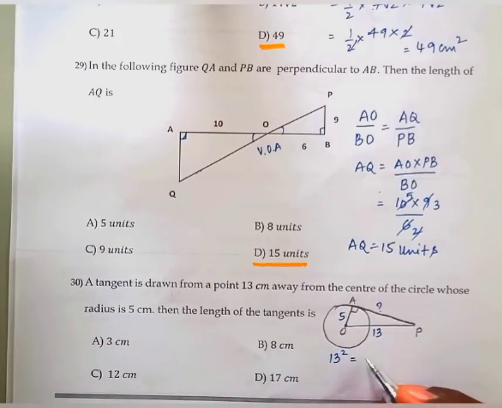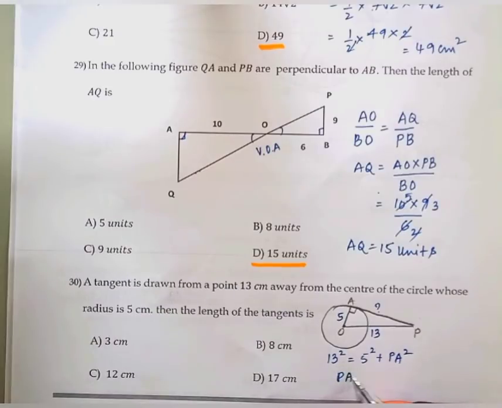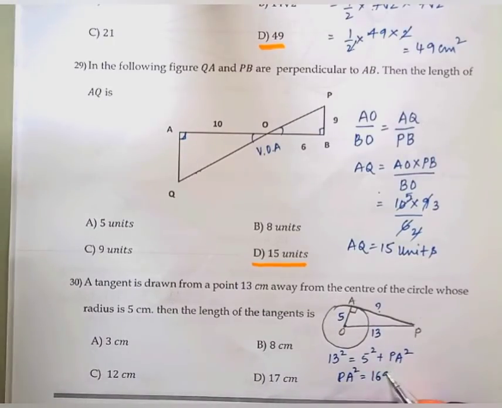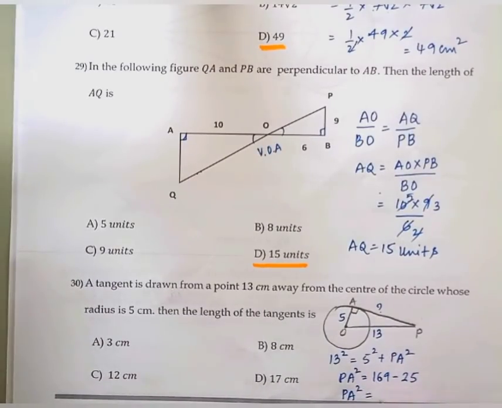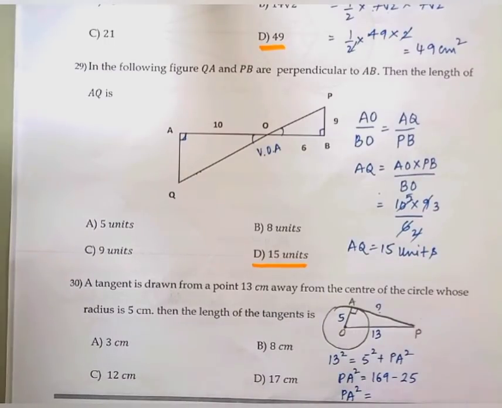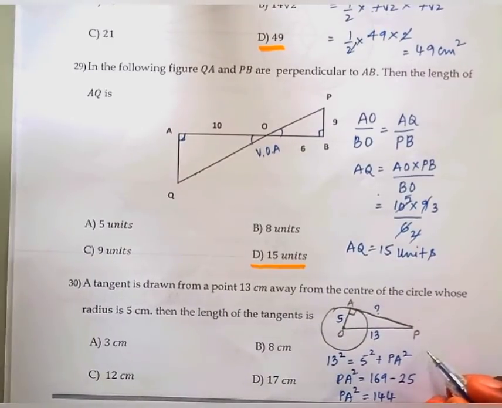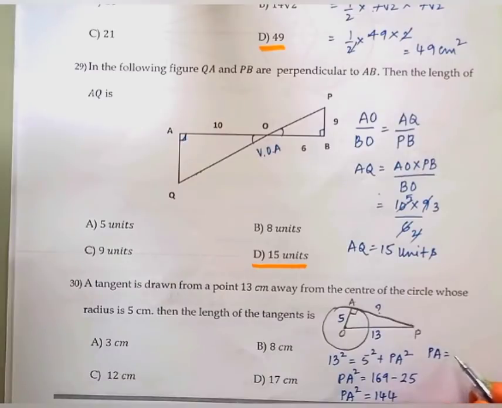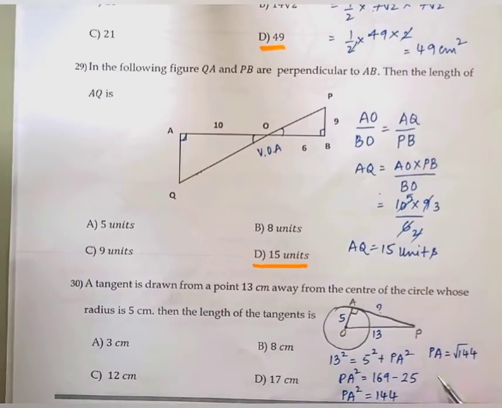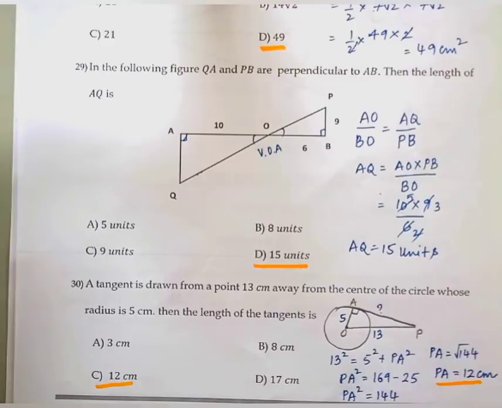13 square will be equal to 5 square plus PA square. Now PA square will be equal to 13 square minus 5 square, that is 169 minus 25. We get PA square equals 144. Now PA equals square root of 144, which is 12 centimeter. The length of the tangent is 12 centimeter. The correct answer is option C, 12 centimeter. By using the concept of Pythagoras theorem, we can calculate the length of the tangent PA.